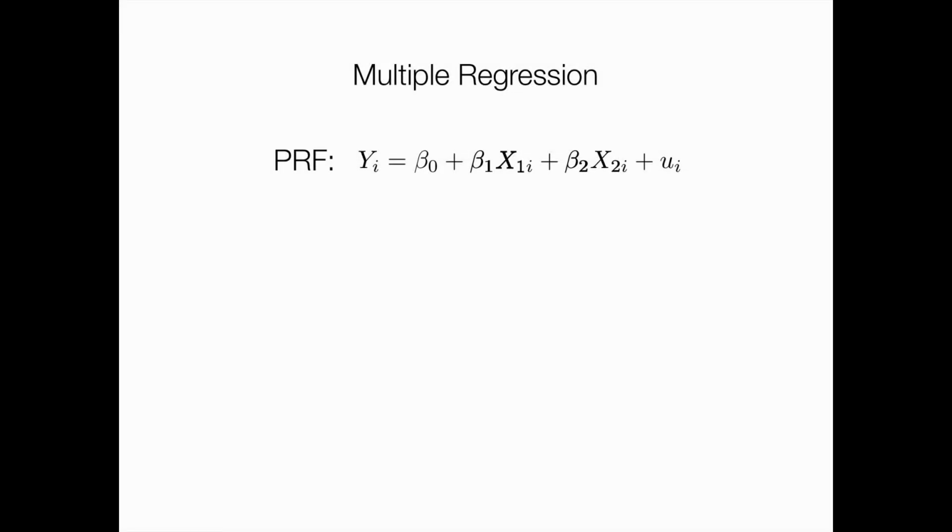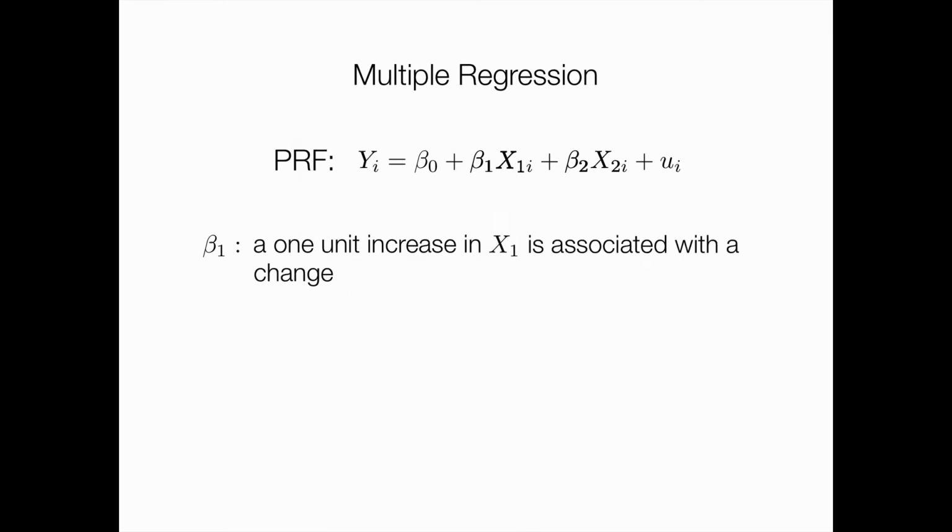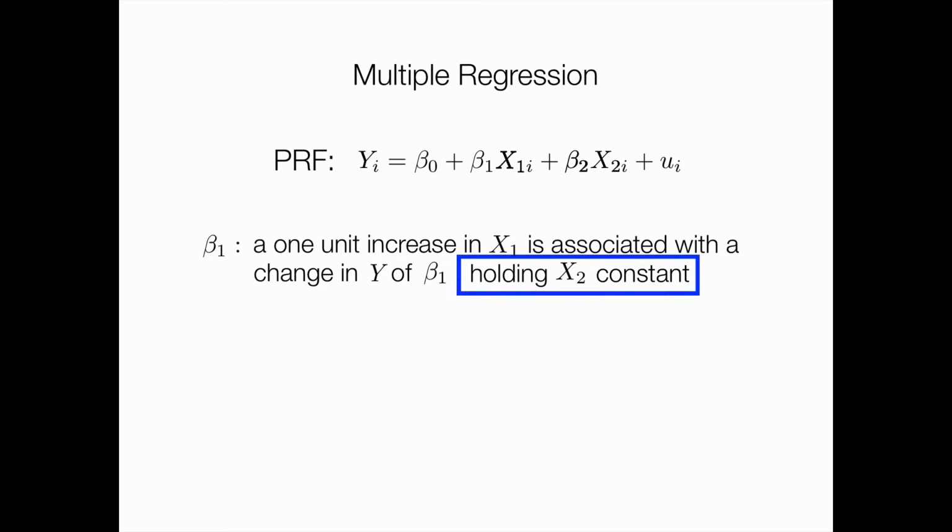When dealing with a multiple regression, we now have two covariates, both x1 and x2. So we have to interpret both beta 1 and beta 2. Beta 1 begins the same as it did in a bivariate regression, wherein a 1-unit increase in x1 is associated with a change in y of beta 1, but holding x2 constant. This is the key difference between bivariate and multivariate regressions.